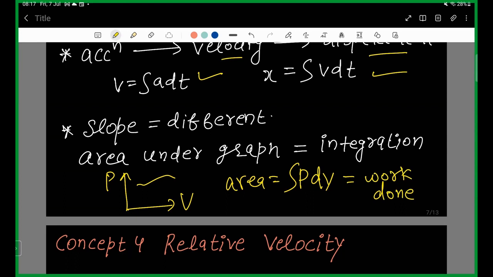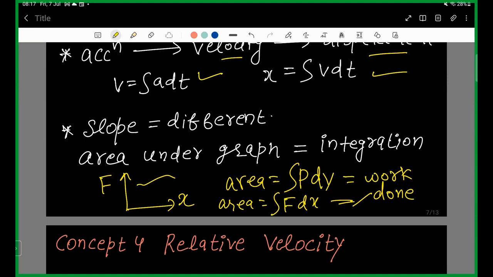And integration gives you many different things. For example, another graph like force versus displacement. Now the area will be F dx, and again, F dx gives you work done. So area can give you many kinds of information, depending upon what kind of graph you are studying.